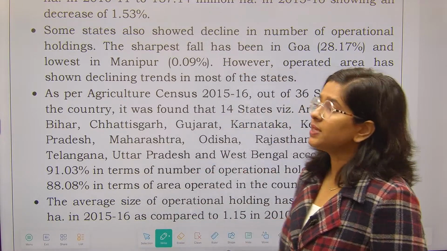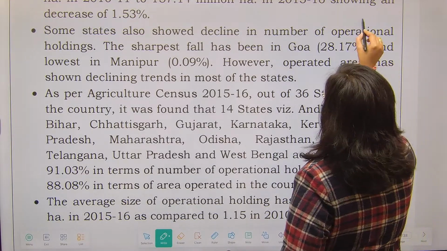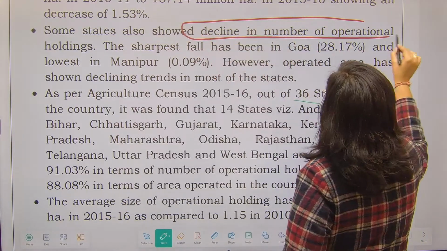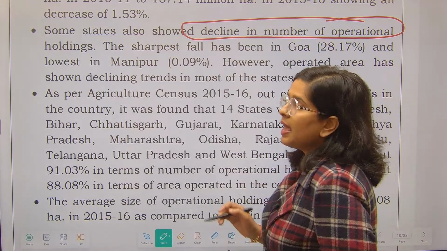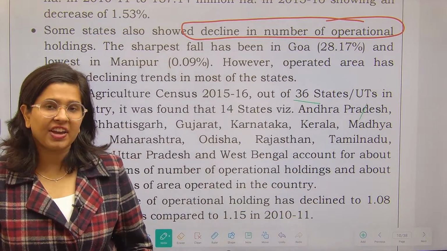So over here, some states have also shown a decline in the number of operational holdings. If you remember the first line of the agriculture census, the first line says there has been a growth of 5%.